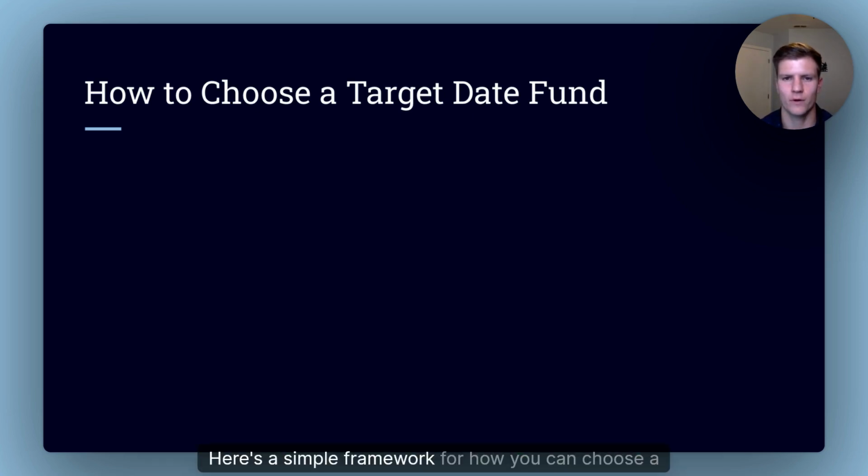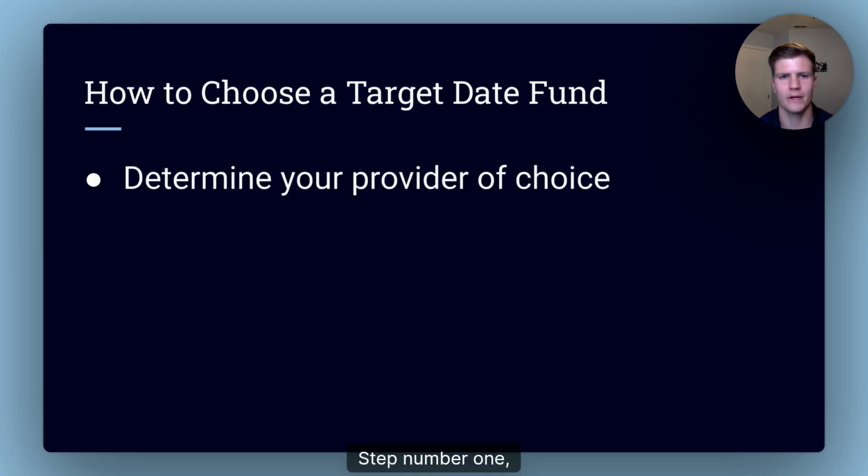Here's a simple framework for how you can choose a target date fund. Step number one, just determine your provider of choice. If you opened up your account with Schwab, you might just want to use Schwab's target date fund. But you could also look at other brokerage providers. Pretty much every brokerage has their own target date funds, so they'll just be named with the name of the brokerage. So it might say Vanguard 2035 target date fund, something like that.